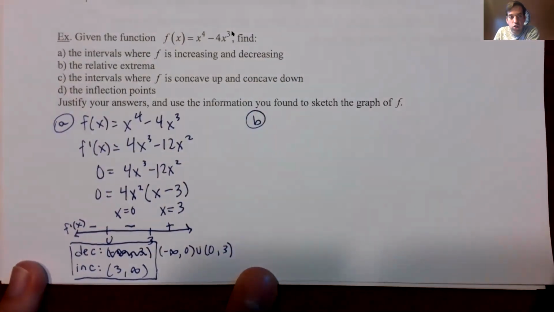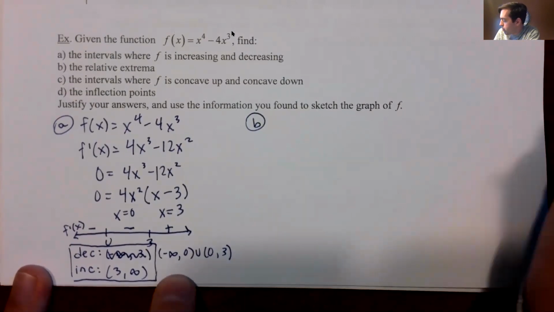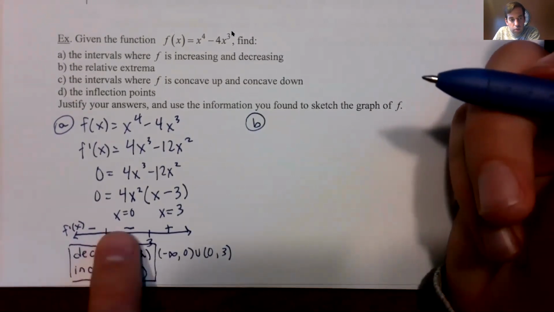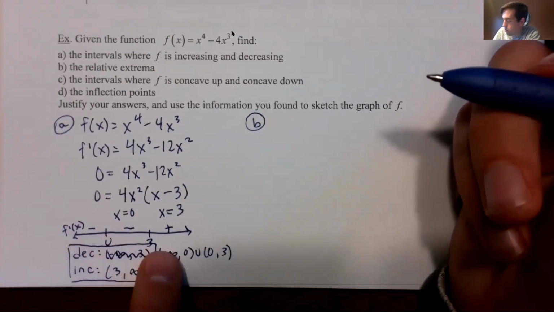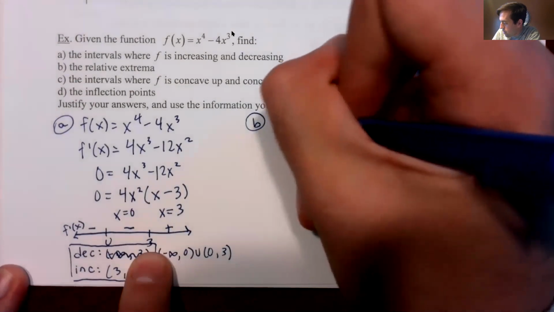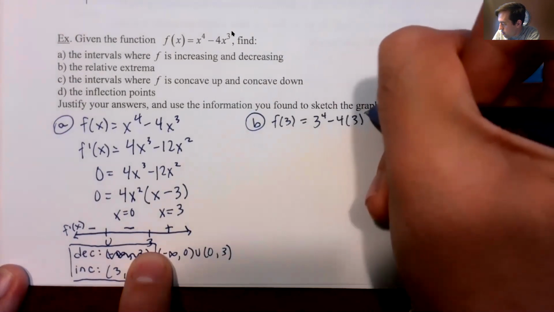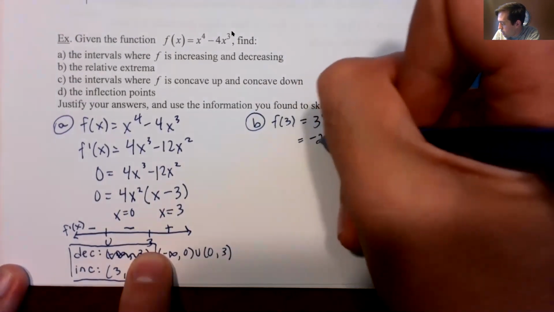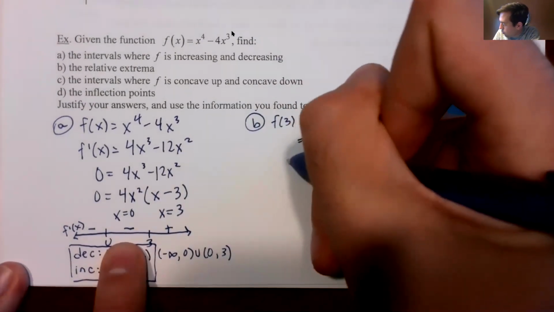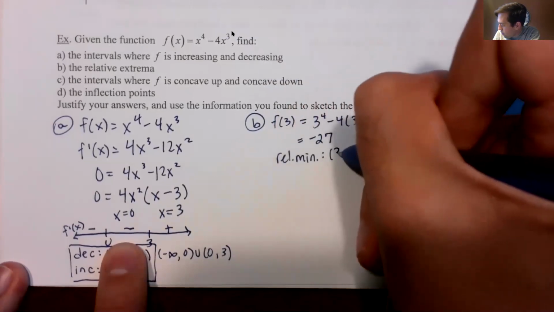The relative extrema. So we're going to use that information that we just found. At 0, the slope doesn't change from negative to positive or positive to negative. So we're only going to have a relative extrema at 3. So we need to find f of 3, which is going to be negative 27. And since it changes from negative to positive, it's going to be a relative minimum at 3, negative 27.